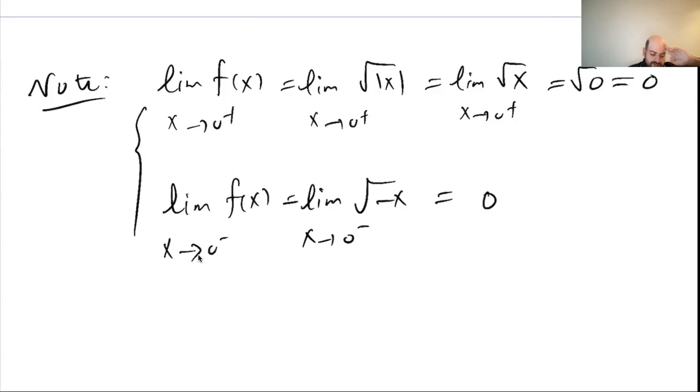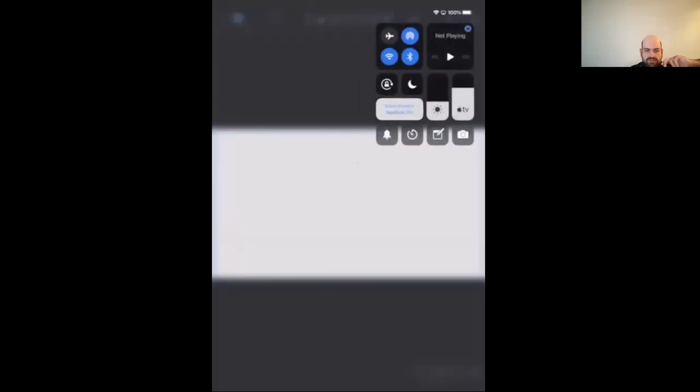And which is same as f of 0. So that means the function is continuous at x equals 0. Now, if the function is continuous, as we said, we cannot immediately conclude anything. The function may or may not be differentiable.